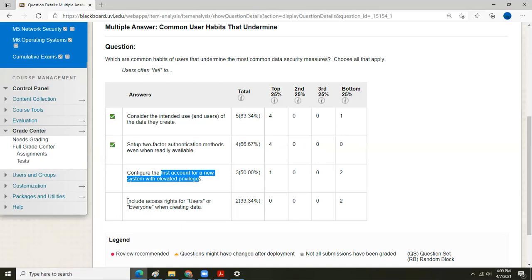How about this one? Include access rights for users and everyone. Users don't fail to do that. It's automatic. When a user sets up a share, users and everyone is included automatically. Users don't fail to do that. It's automatically done for them. That's a big problem when you think about it. I'm sorry that the wording is so tricky, but one thing you need to understand, that's part of the business we're in. System security is about tricky wording and tricky details.